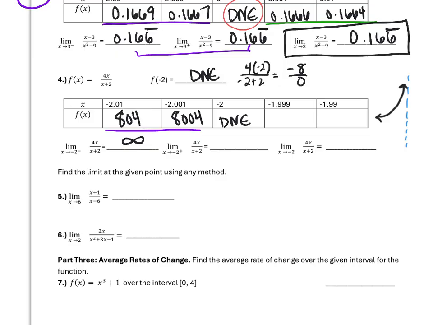So let's look at what's happening on the right. Let's do -1.99, which is -796. Alpha F4, -1.999.